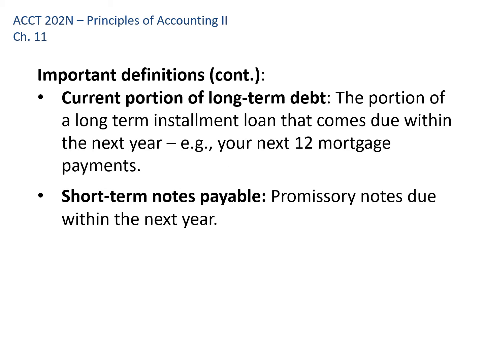The current portion of long-term debt is the portion of a long-term installment loan that comes due within the upcoming 12 months. For example, if you have a mortgage on a building and you're making monthly payments, it would be the principal portion of the payments for the upcoming 12 months. And then of course we have short-term notes payable. Those are promissory notes due within the next year.